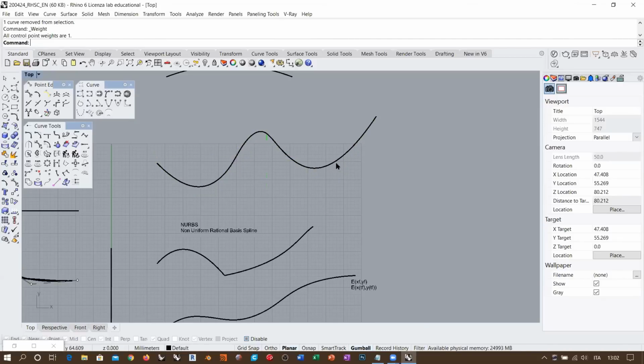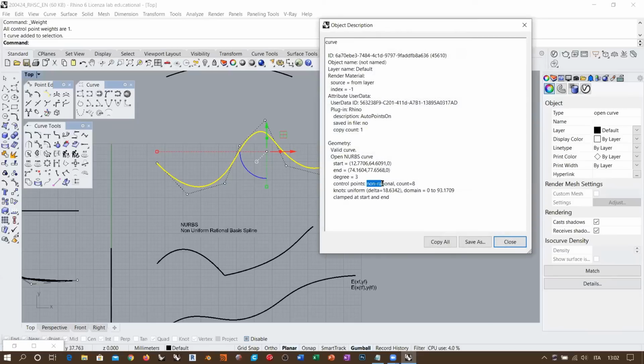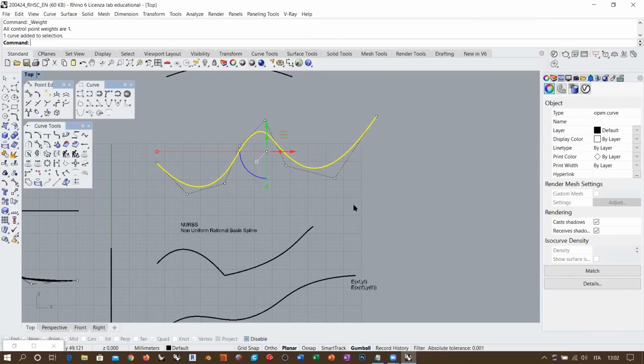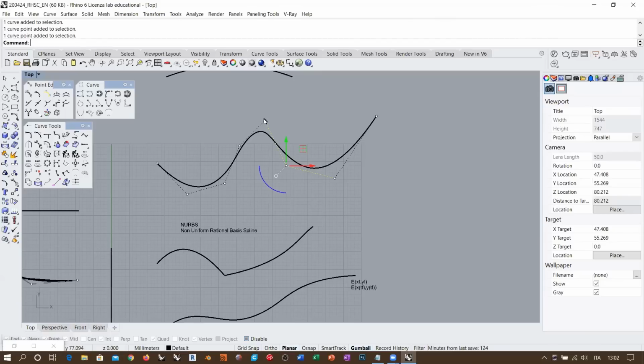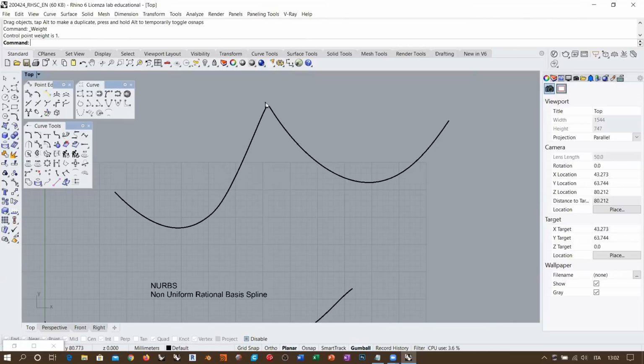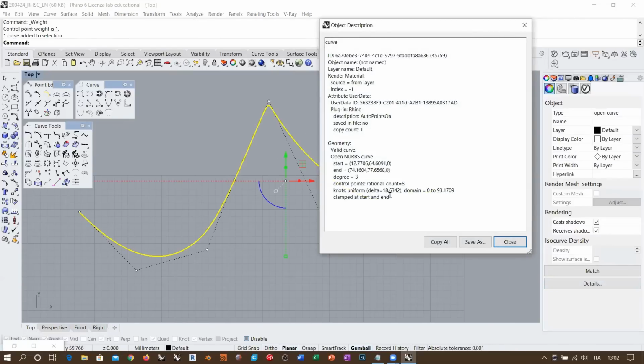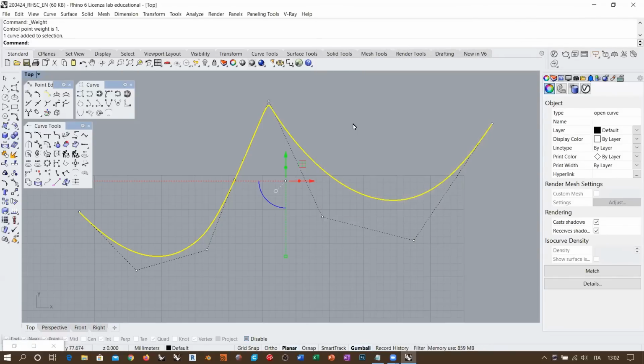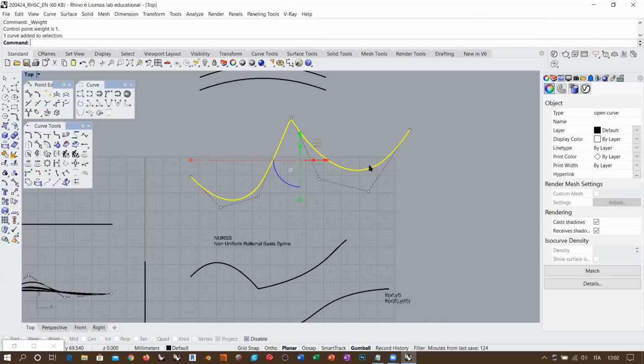This curve, if we go into details, is still non-rational because all the control points have the same weight. But if I take, for example, just one of them, like this one, and edit the control point weight and increase it, I can obtain this kind of very sharp corner here, and this curve has become rational. Okay? So rational has to deal with the weight of the control point, which is part of the NURBS equation. Okay, so the weight of the control points can make the curve become rational. If you work with the same weight for all the control points, you have a non-rational curve.